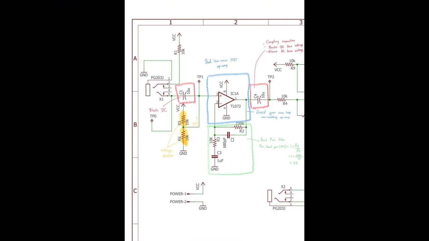Lastly, the 10 microfarad capacitor C4 acts as a coupling capacitor for the output of the op-amp. It blocks DC while allowing the AC heartbeat audio signal to pass through. This prevents DC bias from one stage from interfering with the next stage or the speaker.